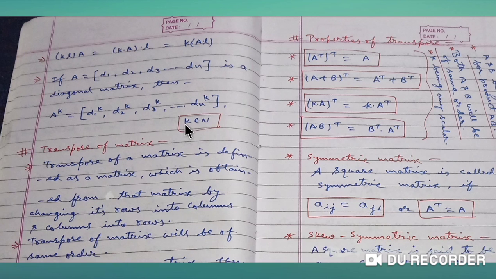Okay, and what about this case? K is just a scalar or just a number, so K belongs to N, the natural numbers. K will be a natural number.